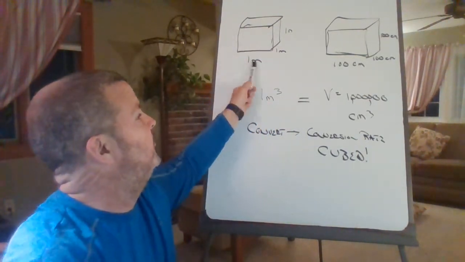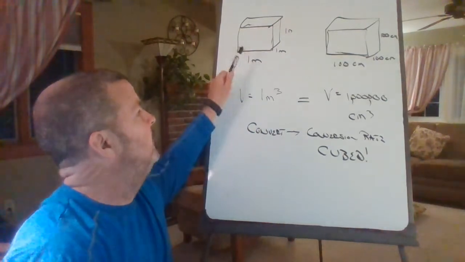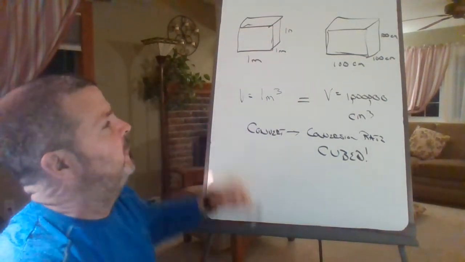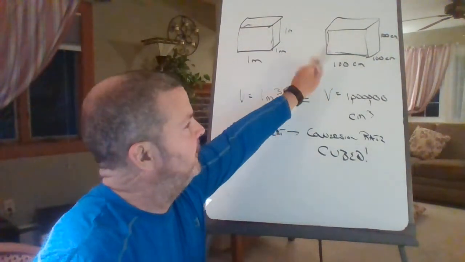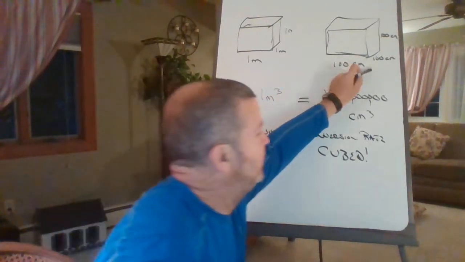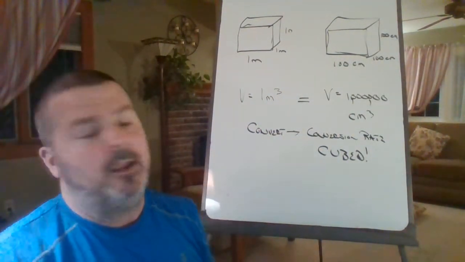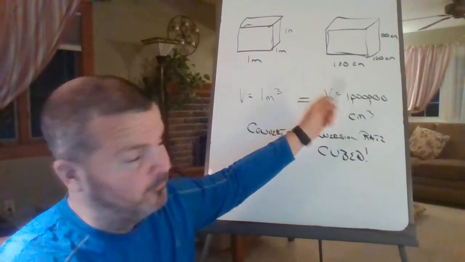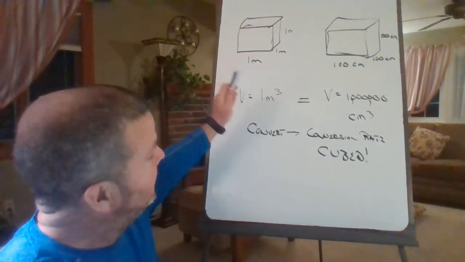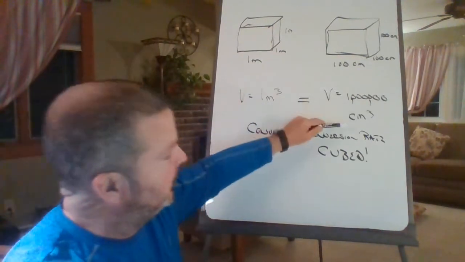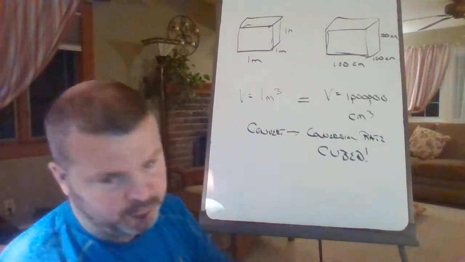If I looked at a cube, 1 meter by 1 meter by 1 meter, 1 times 1 times 1 gives me a volume of 1 meter cubed. If I come over here, it's 100 times 100 times 100, which gives me 1 million centimeters cubed. They are congruent, they're equal figures, so their volume should be the same. That tells me 1 cubic meter is equivalent to 1 million centimeters cubed.